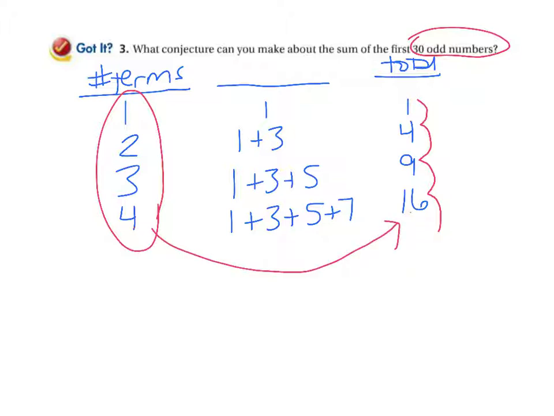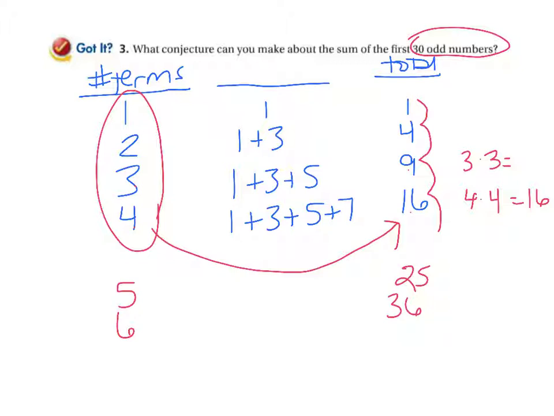4 gets me 16. 3 gets me 9. 2, well, I'm just taking it times itself, or I'm squaring it, however you want to think of it, to get, if there's 4 terms, then it'd be 4 times 4. And that's where I'm getting the 16. 3 terms is 3 times 3. All right, so if I were to continue it, I'm going to guess that if there were 5 terms, they'd add up to 25. And 6 terms would add up to 36.